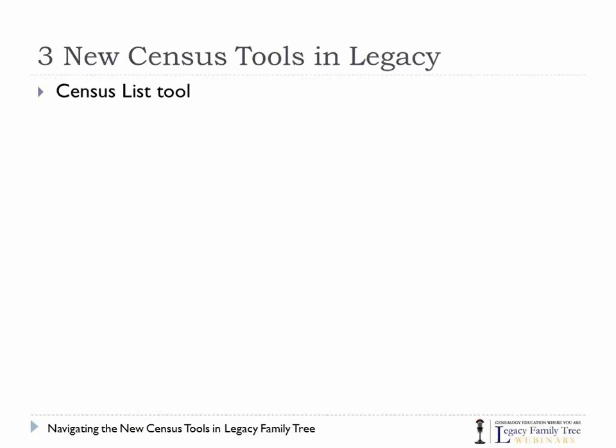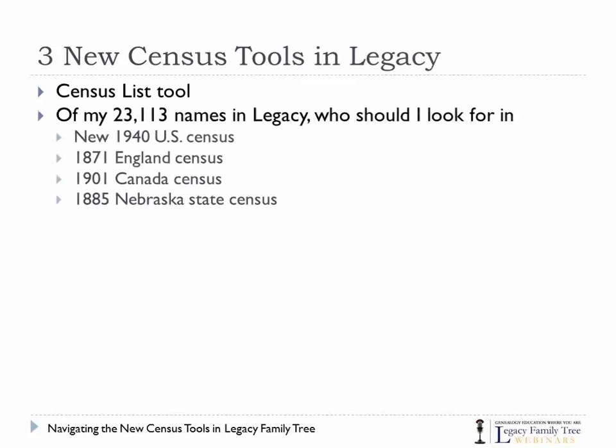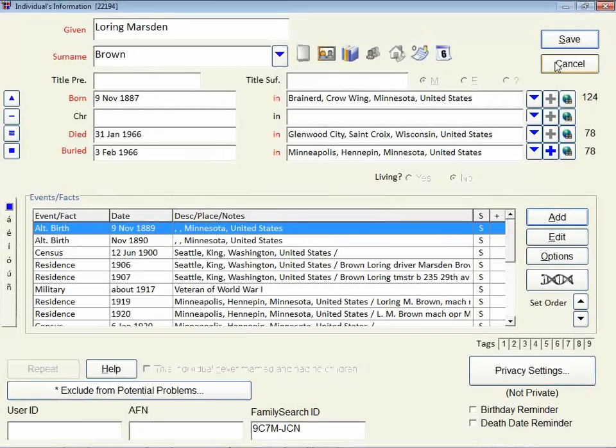Now this is the exciting part. The new Census List tool. Now it's not the most creative or exciting name that we gave to it, but a couple of months ago, as I was preparing for the 1940 census, I started thinking of my 23,113 names that I've got recorded in Legacy, who should I look for in the 1940 census? Meaning, who would have been alive on that date that I can go and search for? And so a couple of things started coming into my mind.